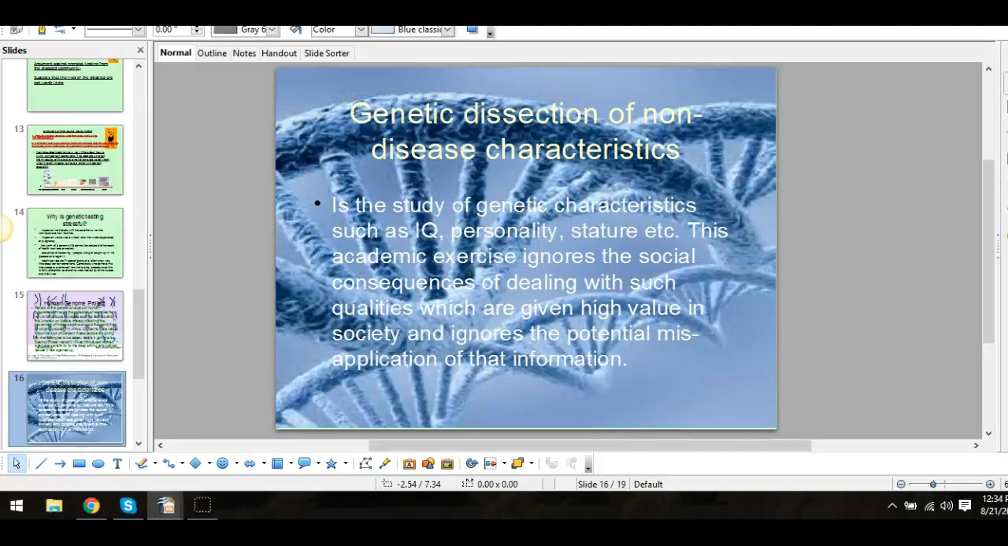Genetic dissection of non-disease characteristics is the study of genetic characteristics such as IQ, personality, stature, and so on. This academic exercise ignores the social consequences of dealing with such qualities, which are given high value in society, and ignores the potential misapplication of the information.